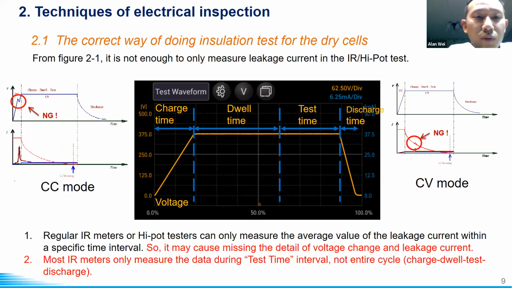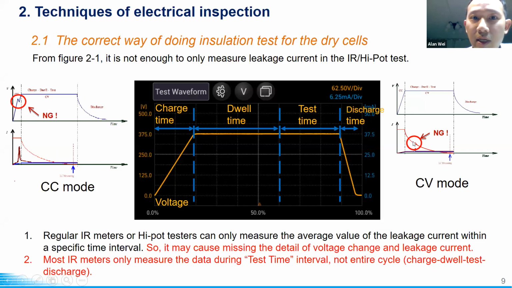So what's the right way to do the insulation test for the dry cell? In the chart below, you can see during the test we use 4 different timings: first charge, dwell, then test, and then discharge. Most IR testers only do the test during the test time. So how about anything that happens during charge time? How about anything that happens during dwell time?